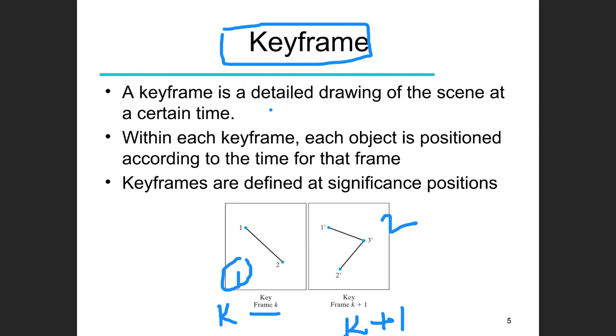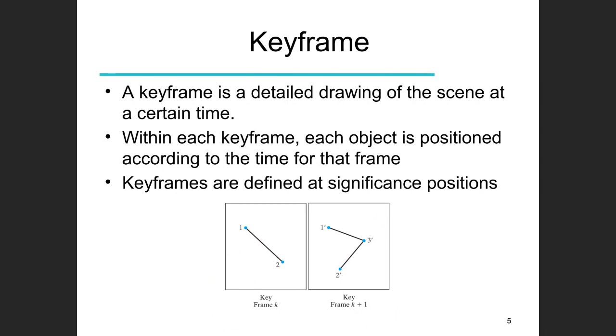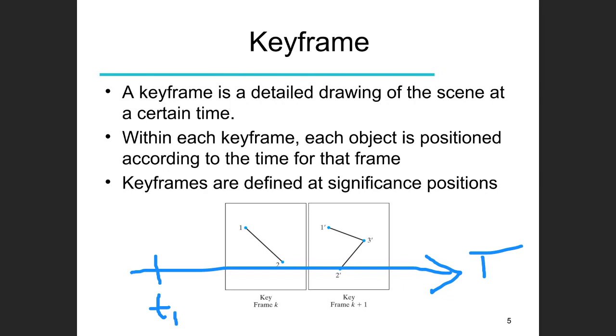So there are some important frames, and the keyframes are defined at significant positions. In animation we use the concept of a timeline. For example, we can say this is our time. Maybe we show this keyframe at time t1, an important position. Then at some other time, for example t2, we show the second keyframe. So we have to show the keyframes at the significant positions on our timeline. These are the important frames.